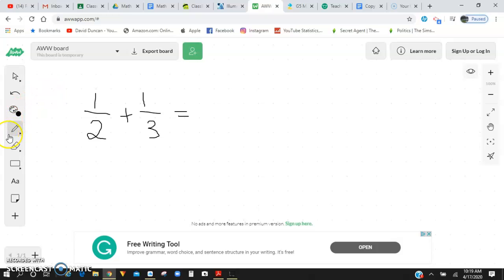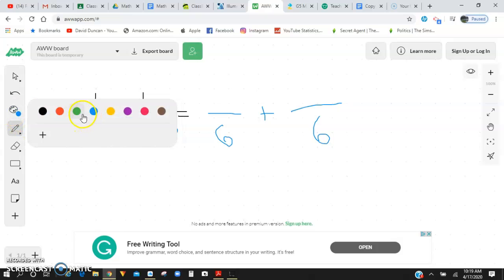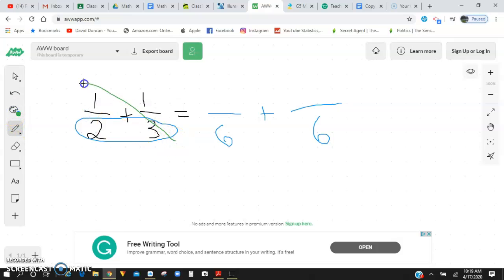So we're going to start with our butterfly method, and I'm going to create a different color here. So we start with the butt of the butterfly. Remember I said that to you guys earlier in the year. And we're going to multiply those. So 2 times 3 is going to get me 6, which is going to be my new denominator. Then we always do the left wing first. So we're going to do 1 times 3, and that's going to get me 3. And then we're going to do the right wing. So 2 times 1 is going to get me 2.